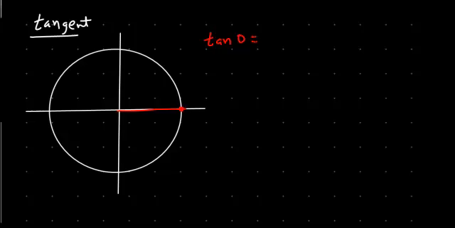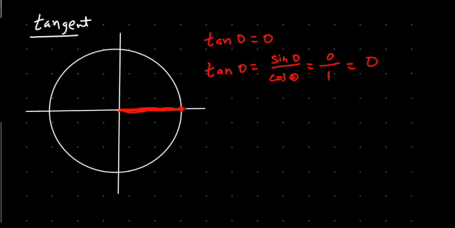Okay? So, first of all, just look at that. What is the slope of that line? Slope is clearly 0, but if you want to use it by definition, tangent of 0 equals sine 0 over cosine 0. So sine of 0 is the height at that point, which clearly is 0. Cosine of 0 is the horizontal distance from the y-axis, which is 1. So that equals 0. Okay?